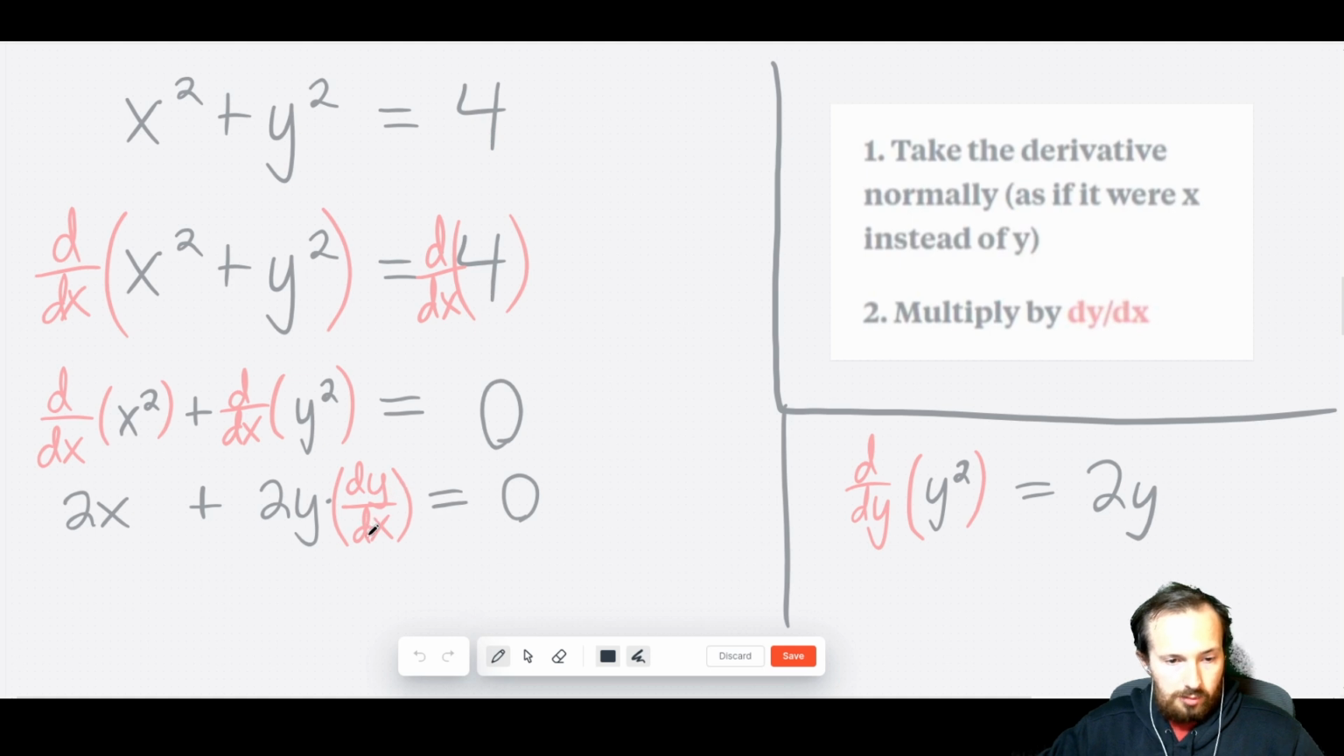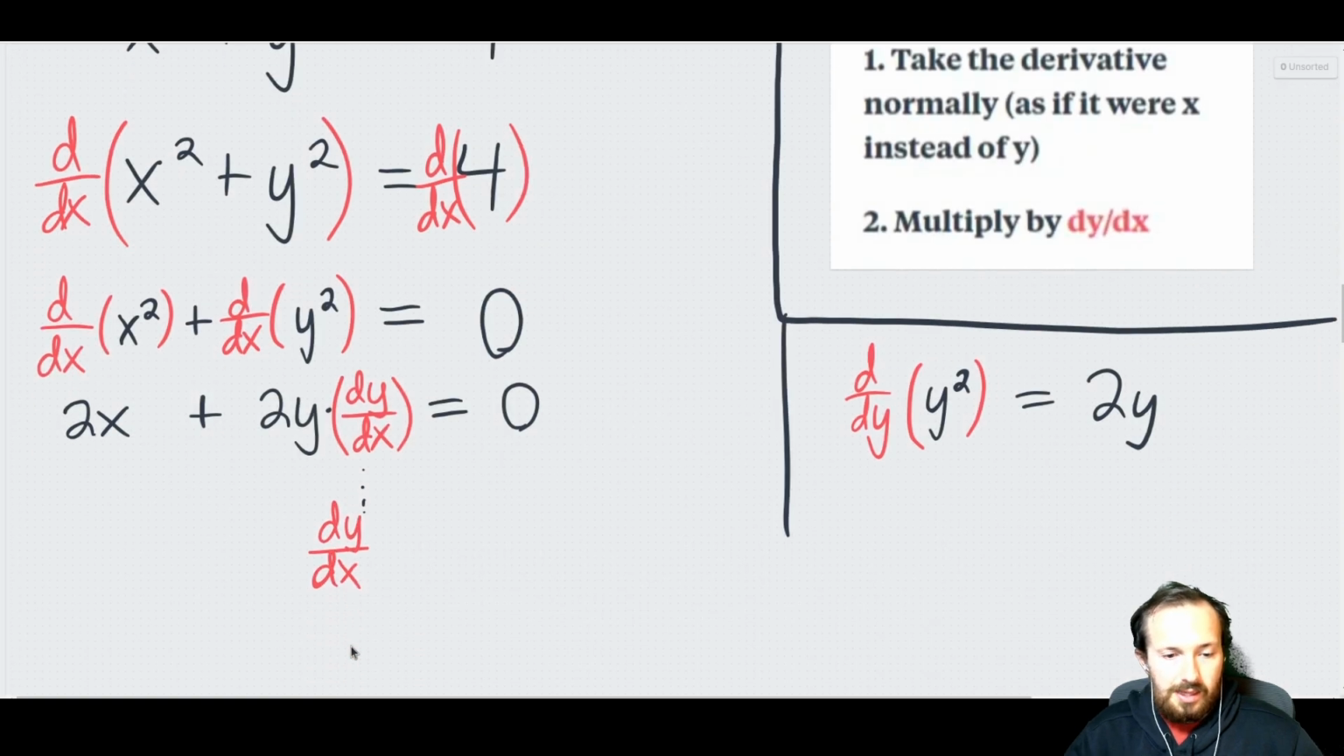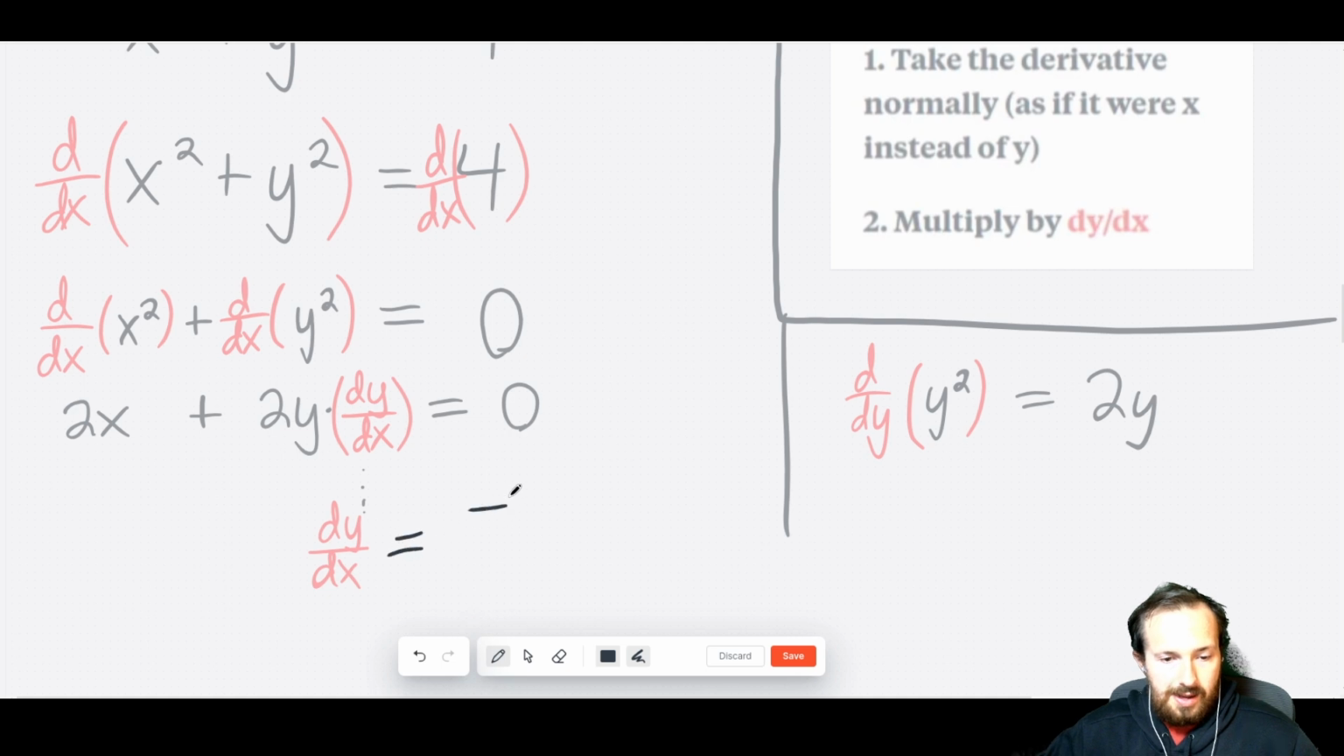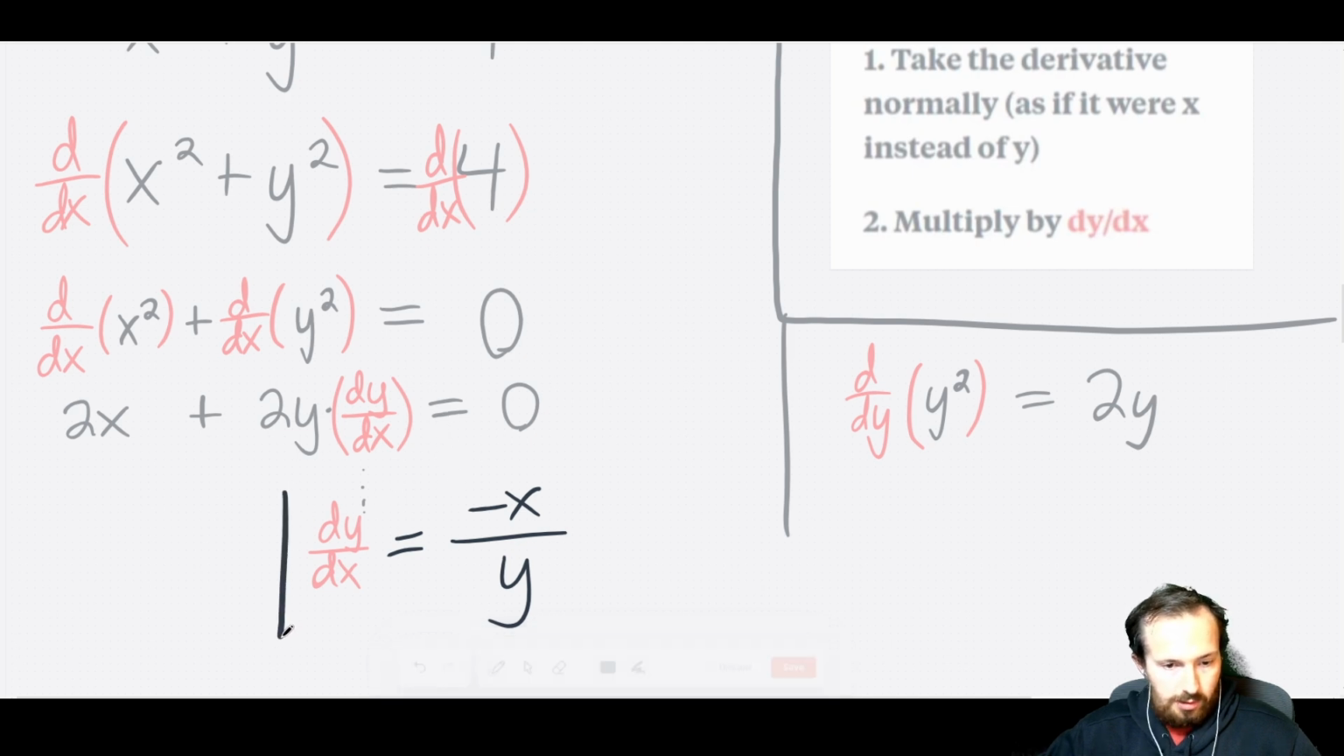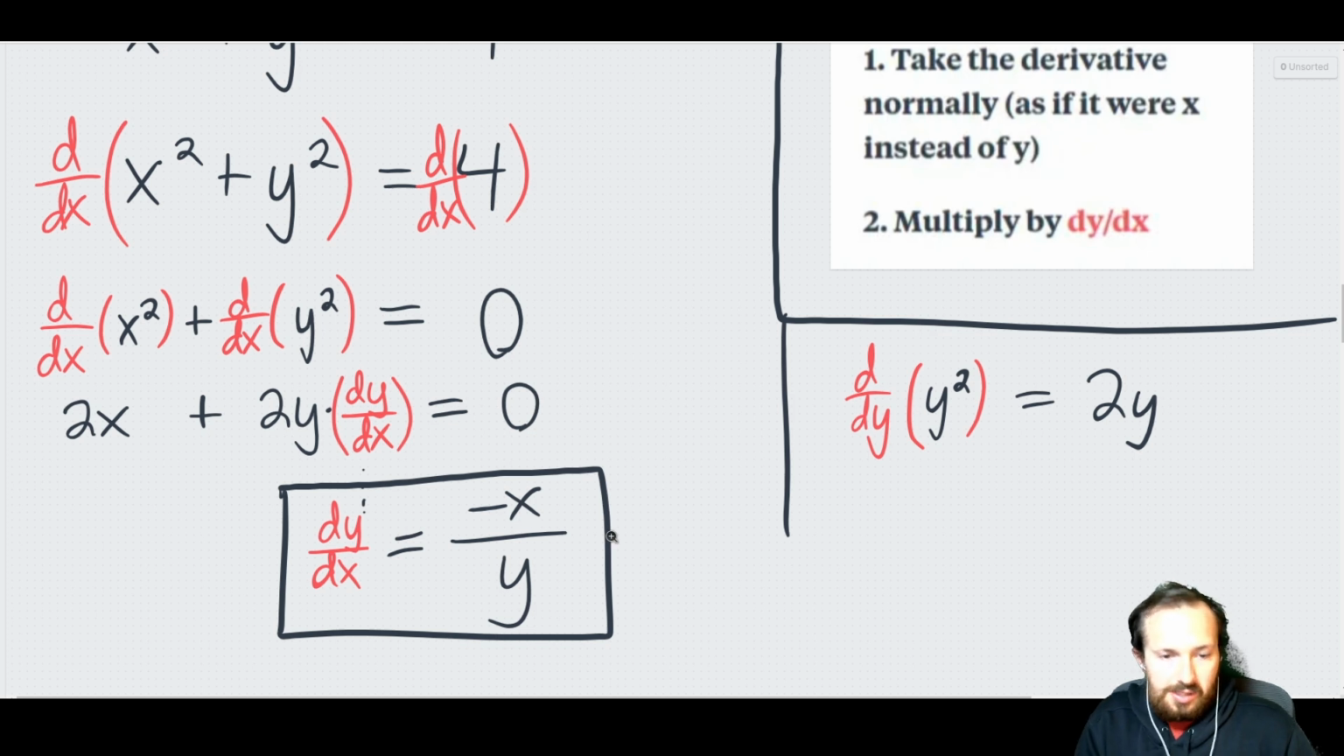So I'll kind of jump to the end here. Hopefully this makes sense. Hopefully you can algebraically isolate it at this point, but you'll get dy dx equals negative x over y, because we're going to subtract 2x, and then we're going to divide by 2y. And the 2's will cancel out, and we'll be left with this. So there you go. That's the implicit derivative of this original equation with respect to x.